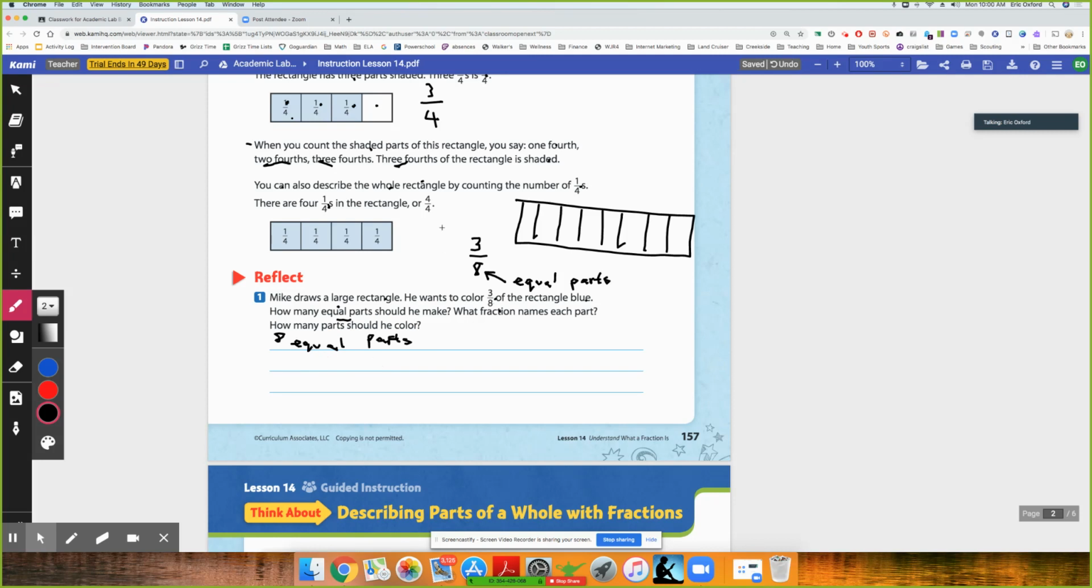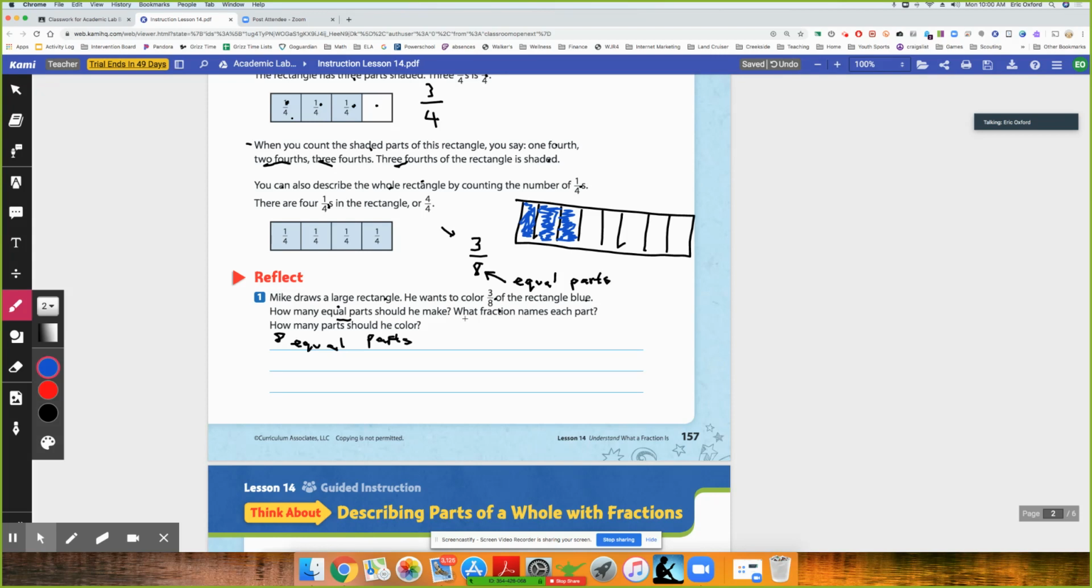Okay, and the numerator is a 3. That tells me how many parts are shaded blue. And so I'll just change to blue here, and I'll shade 3 parts. So that's 1 part, 2 parts, 3 parts. So now 3 parts are blue.